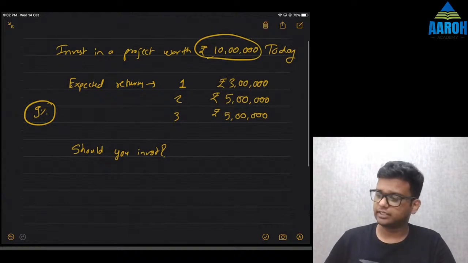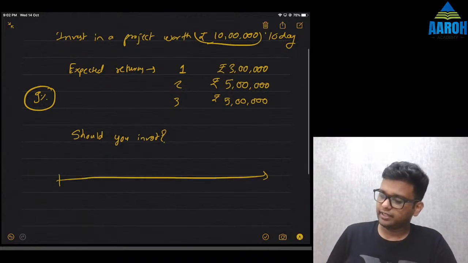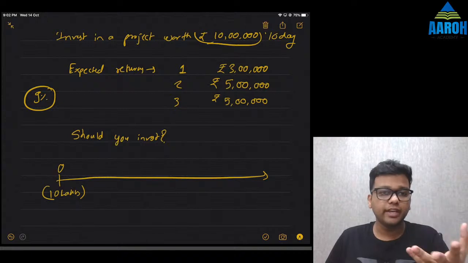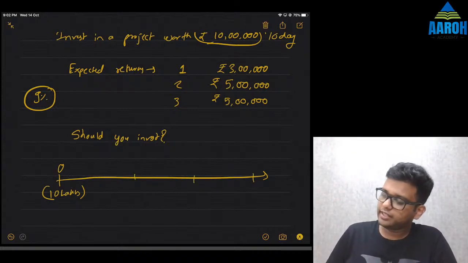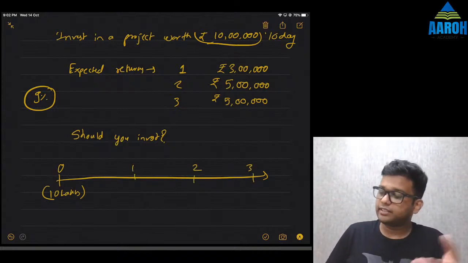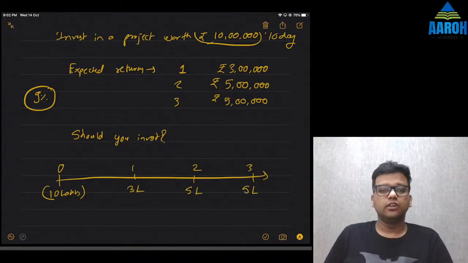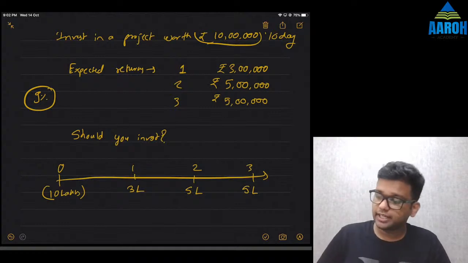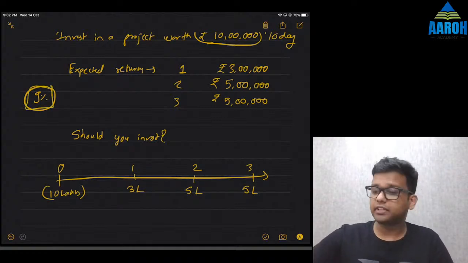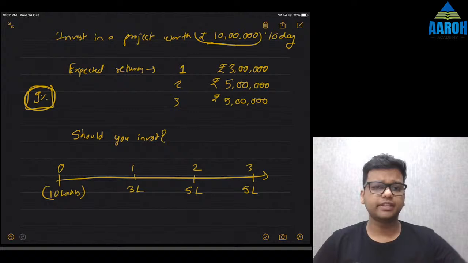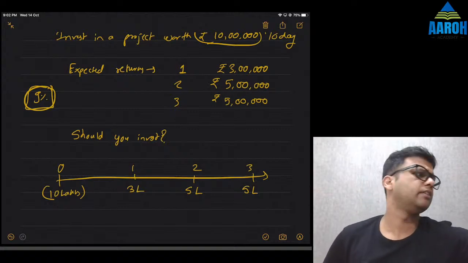We have already seen this concept. You are investing 10 lakhs today at year 0. This is negative because you are paying it. Then in years 1, 2 and 3, you are going to receive rupees 3 lakhs, 5 lakhs, 5 lakhs. So try to bring everything to present at 9% and check whether you should invest or not. Let's see if anyone gets the answer. I'll wait for a minute or two.